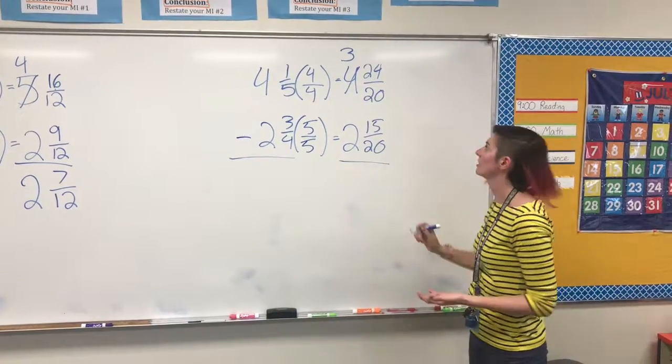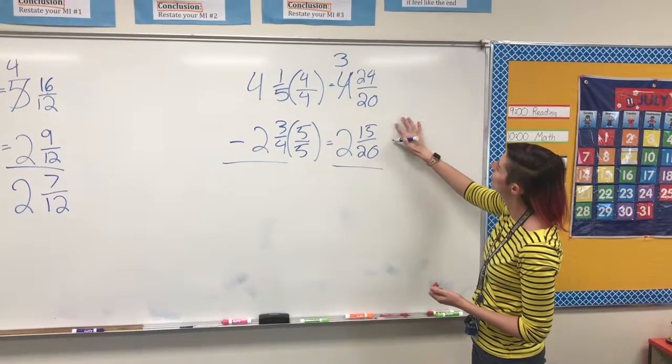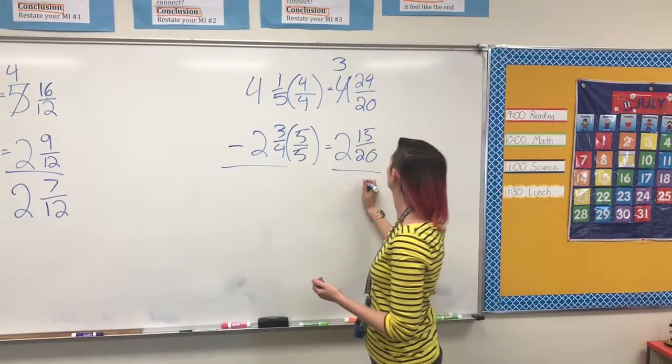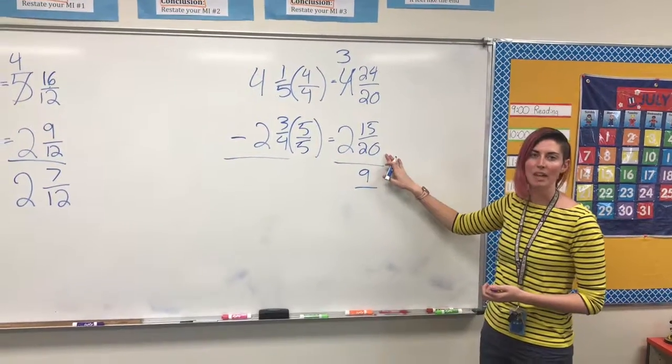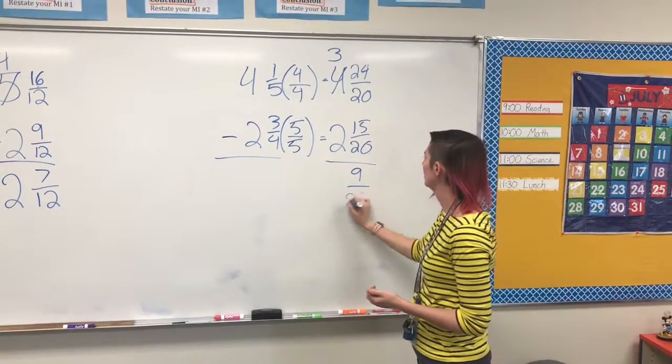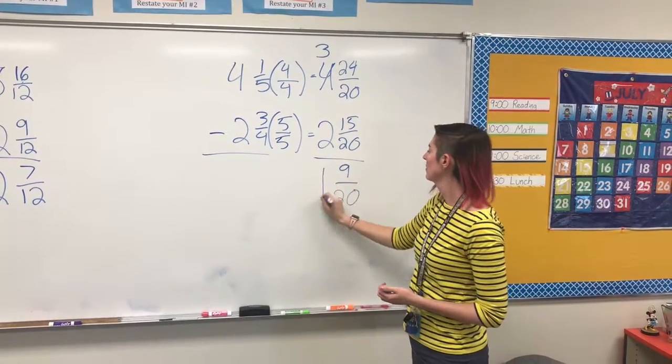And now we can subtract. We have 24 minus 15 gives us 9. And our denominator, whenever we add or subtract, stays the same, so it stays 20. Don't forget about those whole numbers. 3 minus 2 is 1.